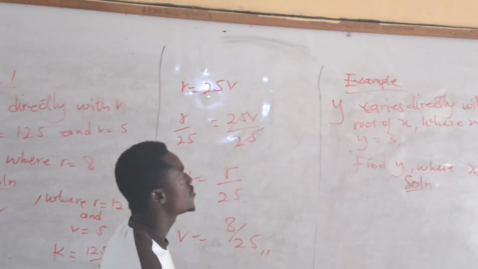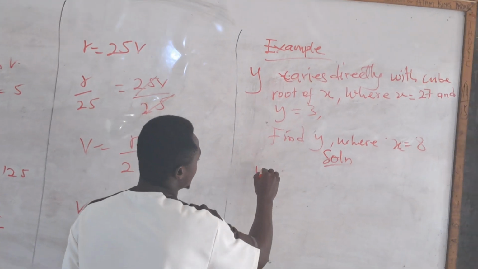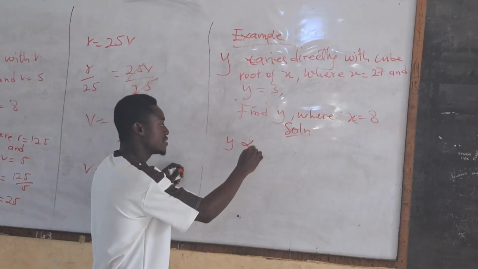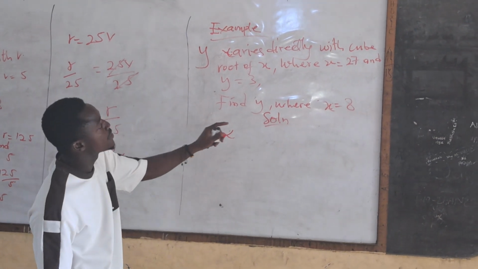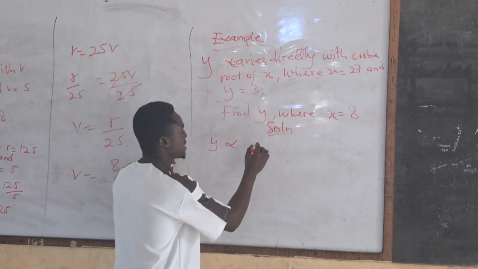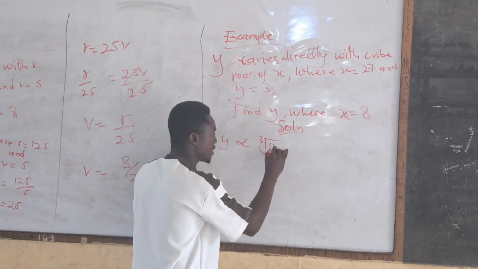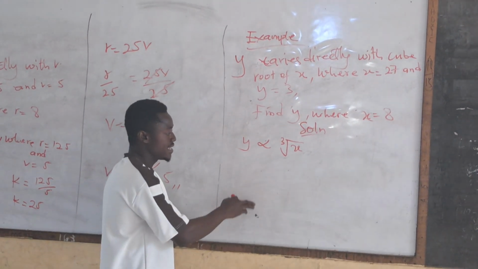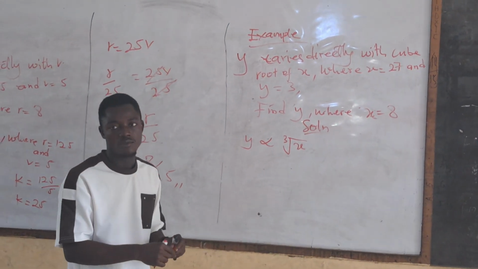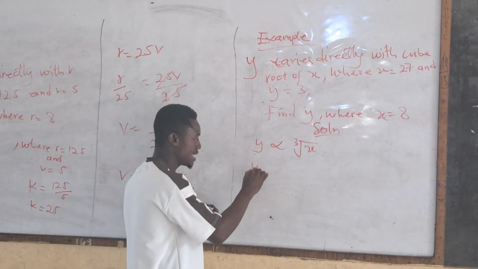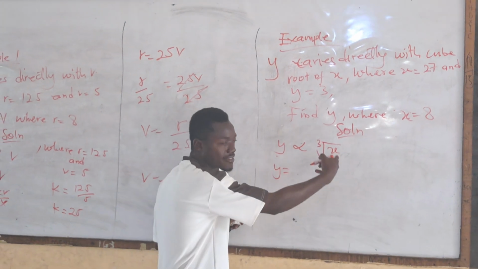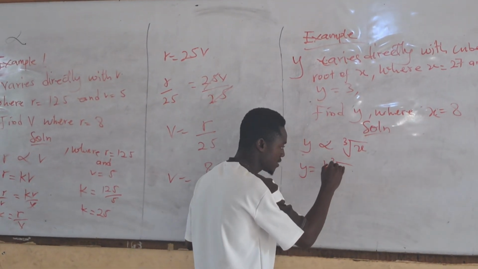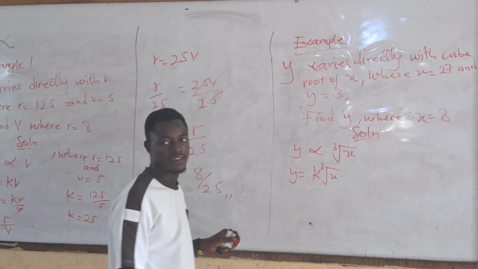So as you know, the first variable, you write it down. It said y varies. Then you introduce the variation sign, directly with the cube root of x. But as you know, direct variation is where the first variable is equal to a constant multiplied by the other. So we introduce a constant k. Are you okay?